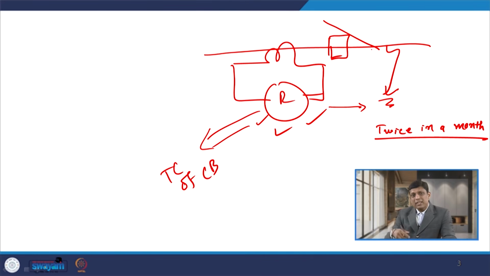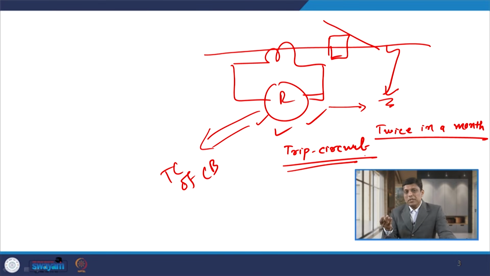So, to avoid unnecessary opening of the circuit breaker while we are doing periodic testing of the relay, we have to use a circuit known as trip circuit isolation. Trip circuit isolation is a type of circuit in which, when periodic testing of the relay is carried out, the trip coil of the circuit breaker is bypassed. So, even though the relay operates, it will not issue a signal to the circuit breaker, and unnecessary operation of the circuit breaker can be avoided.